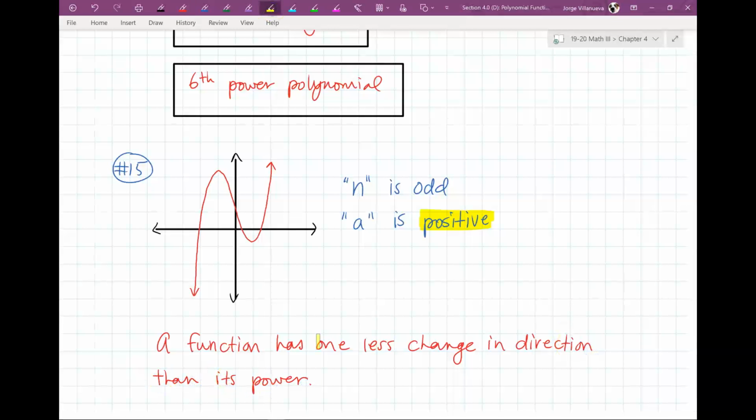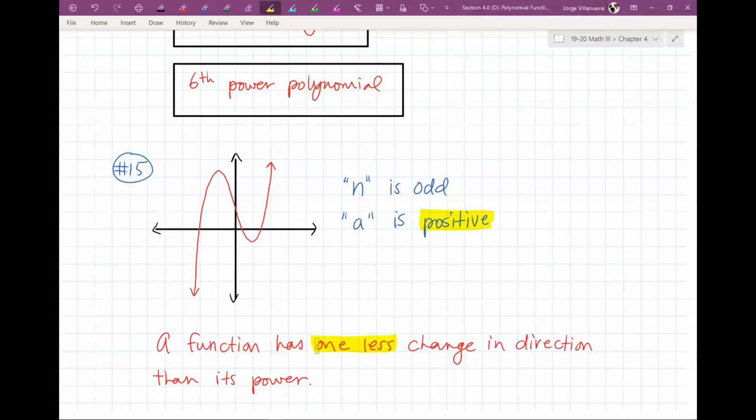Okay, one less change in direction than its power. Look at the picture I drew right there, the red graph. How many times does that change directions? So it's going up, and then it goes down, that's one change, and then it goes up. That's 2 changes in direction, right? So what's the power? Remember, it has one less change in directions than the power.